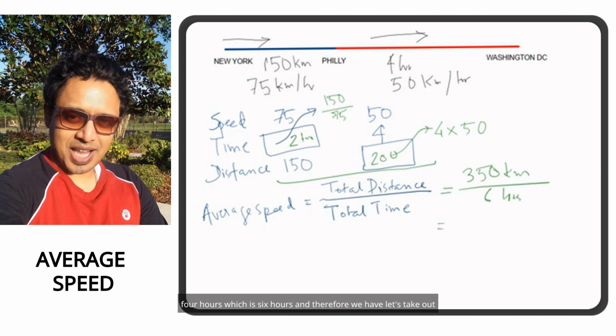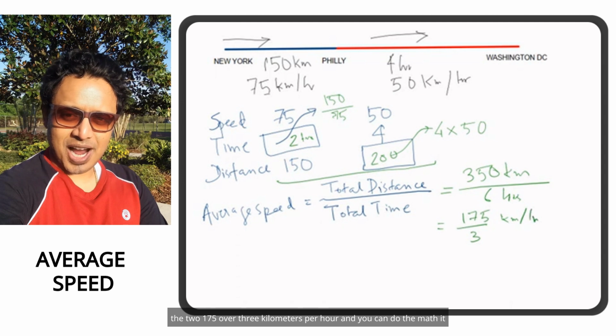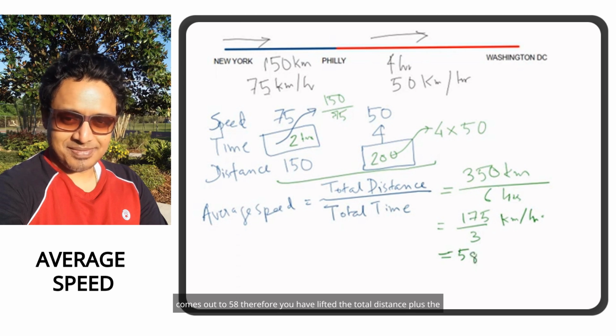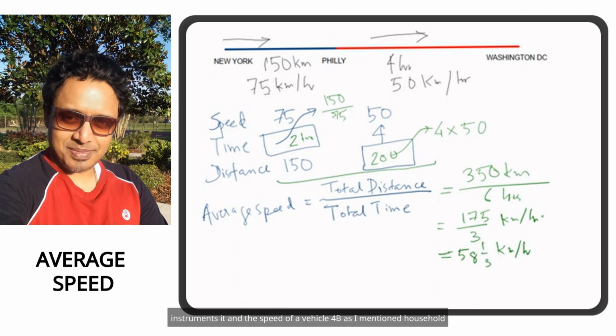And therefore we have, let's take out the 2, 175 over 3 kilometers per hour, and you can do the math. It comes out to 58 and change. 58 1/3 kilometers per hour is the average speed.